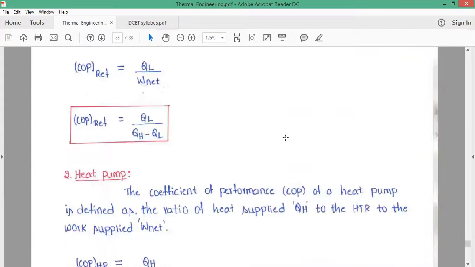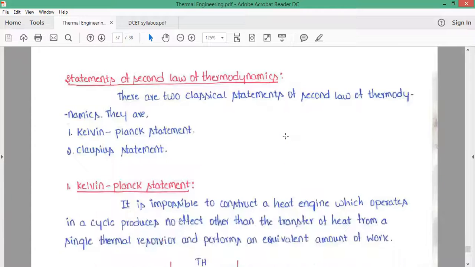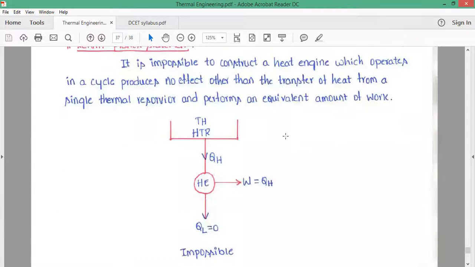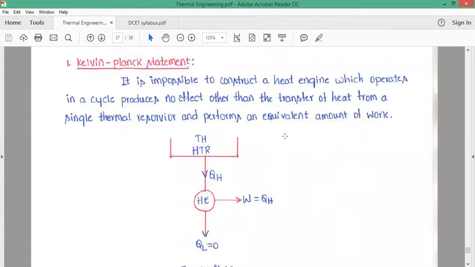Now we have one famous statement of the second law of thermodynamics, that is the Kelvin Planck statement. This Kelvin Planck statement states that it is impossible to construct a heat engine which operates in a cycle and produces no effect other than the transfer of heat from a single thermal reservoir and performs an equivalent amount of work. What it means: for a heat engine to work, there must be two reservoirs. One is to supply the heat energy and another one is to receive the heat energy. A heat engine is going to absorb some heat energy, reject some heat energy, and perform some work.